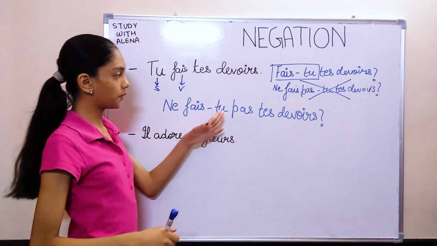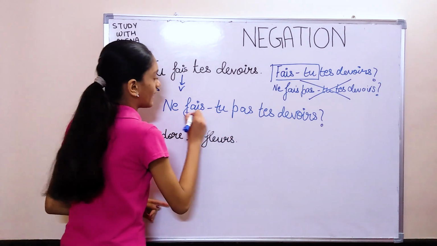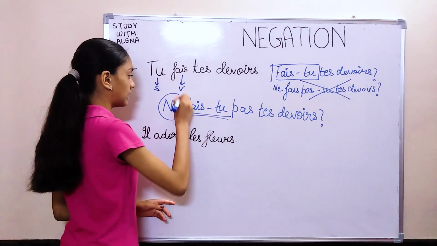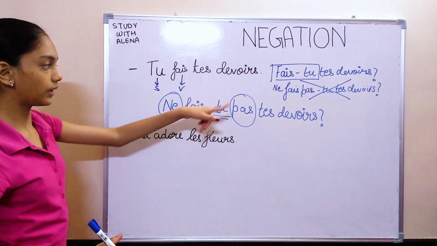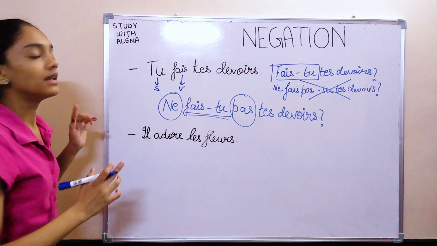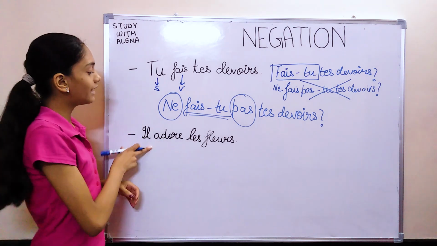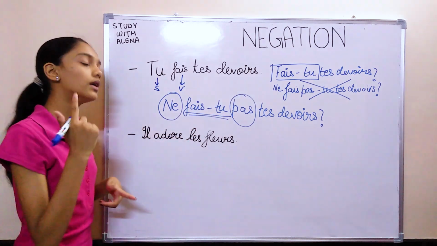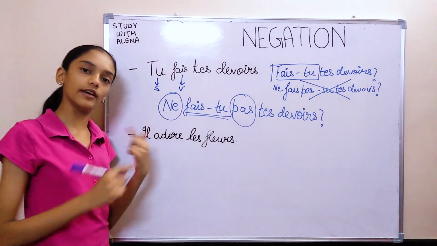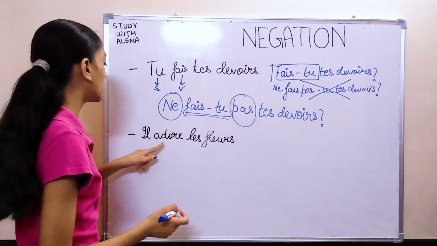Ne fais-tu pas tes devoirs? Fais-tu, the inverted one, and ne and pas around the inverted sentence, around the whole inverted part. Let's do one more. Il adore les fleurs. Now, first we'll do it into inverted form, then we'll convert it into negative.